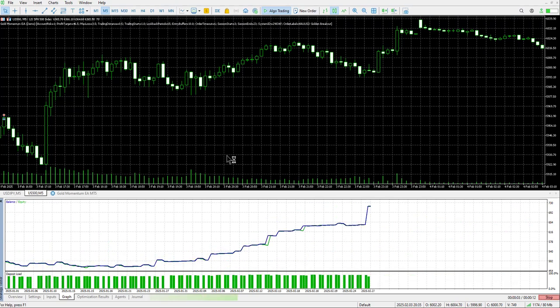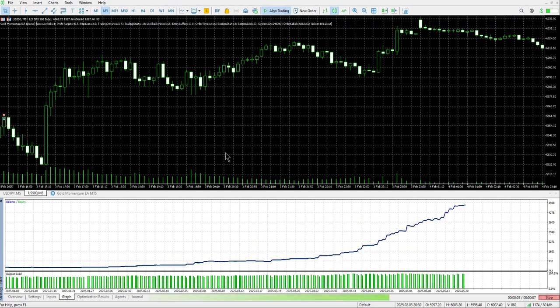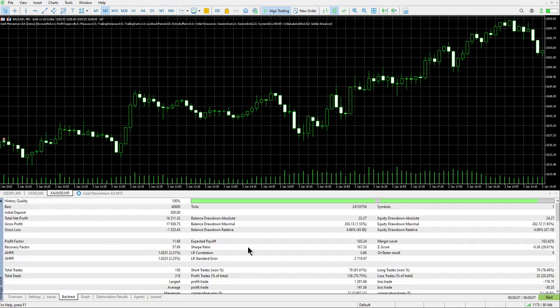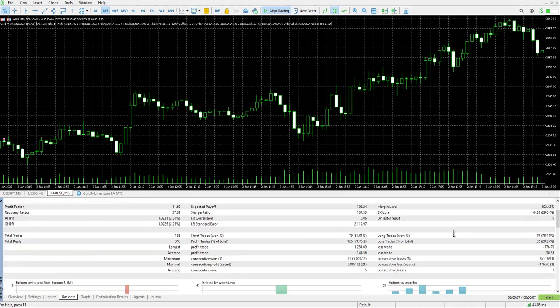Let's look at the graph. So obviously the graph is pretty good, right? And if you look at the report, you can see that in the past 7 months, 8 months, it should have made $16,000 profit, right? According to the backtest. The maximum balance drawdown was 1.5%, and the maximum equity drawdown was 1.93 or 2%. So that's pretty good. Win rate was close to 80%.